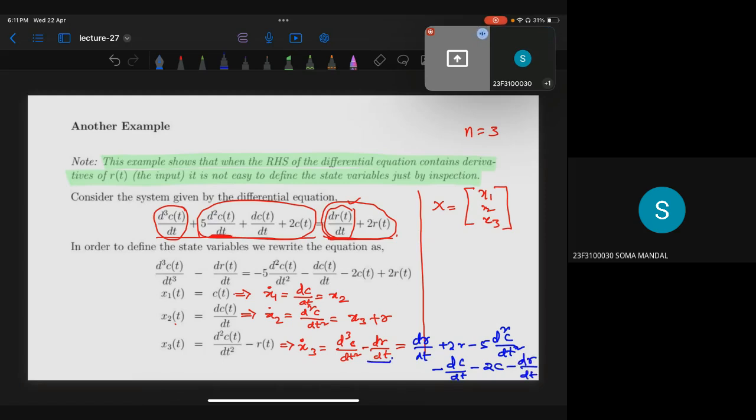Now these two dr by dt terms get cancelled. 2r exists as it is. Now d square c by dt square is x3 plus r. Then dc by dt is nothing but x2, and c is nothing but x1. Now everything is converted to r and x1, x2, x3.